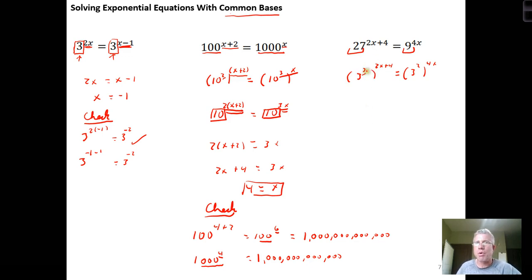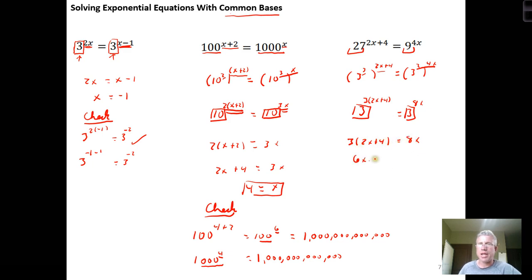I have an exponent being raised to another exponent, so I can simplify that by writing 3 times 2x plus 4. We multiply the exponents. 3 to the 2 times 4x is 8x, and now the bases are the same. I have 2 exponential expressions being set equal to each other, each of which is base 3. That means that the exponents need to be equal.